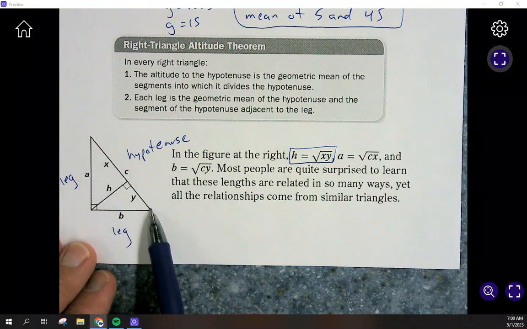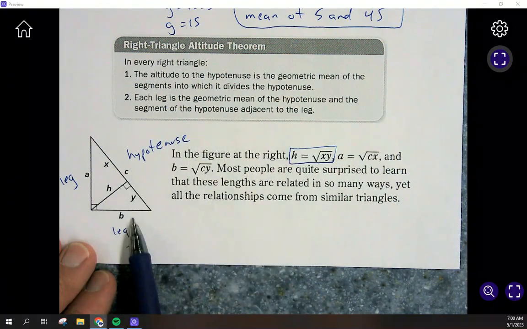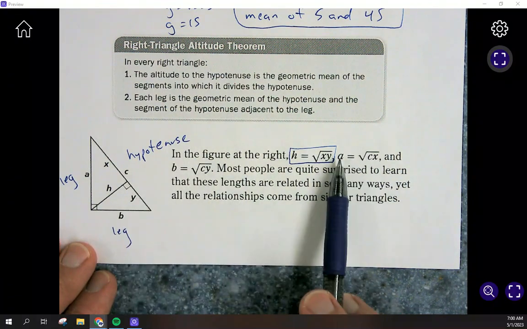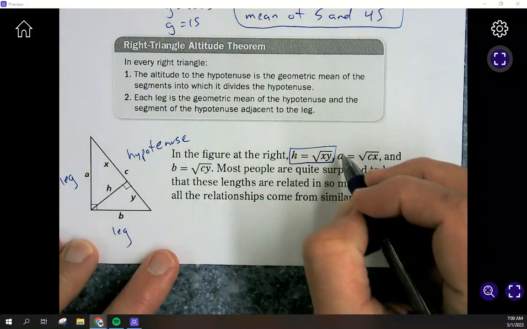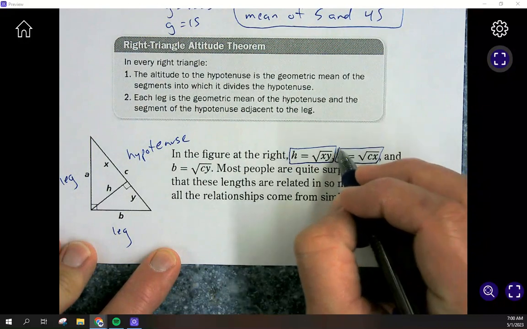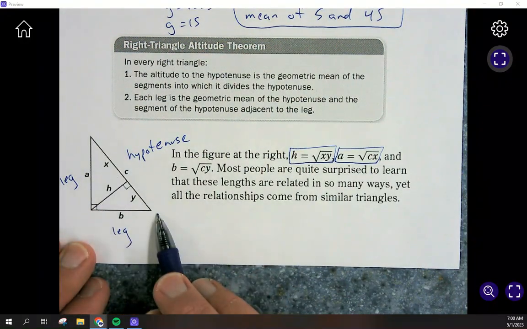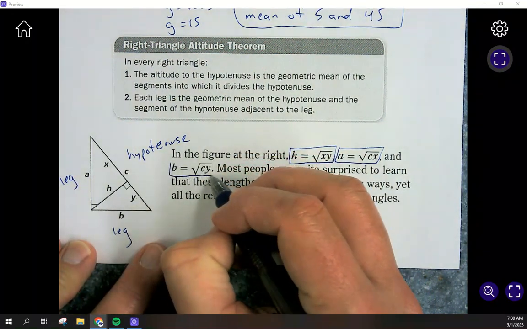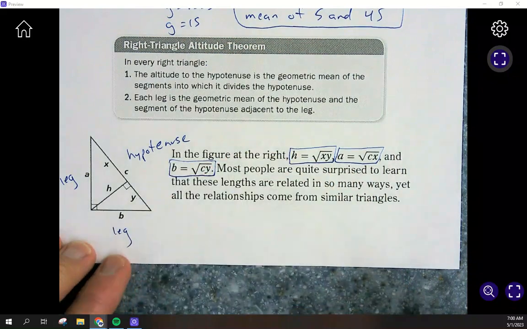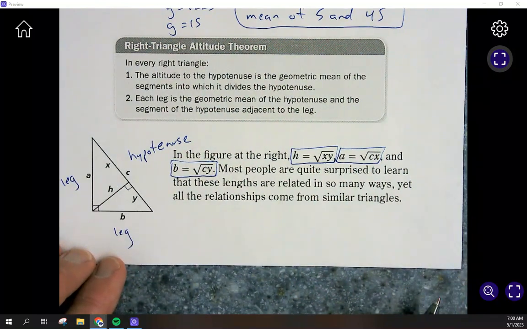So we're looking to the piece of the hypotenuse that's closest to or adjacent, which means next to that specific leg. So when we're looking at A, that's equal to the square root of C times X. See that here. And if we're looking at B, that's equal to the square root of the entire hypotenuse C times the adjacent piece Y. Now, when we get down to the nuts and bolts of this, you kind of just have to memorize those facts, and you practice it a couple times and you start to remember which pieces go together.